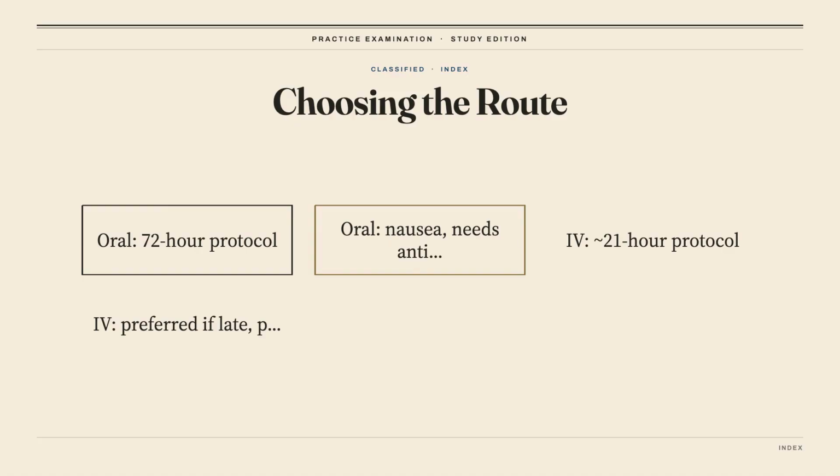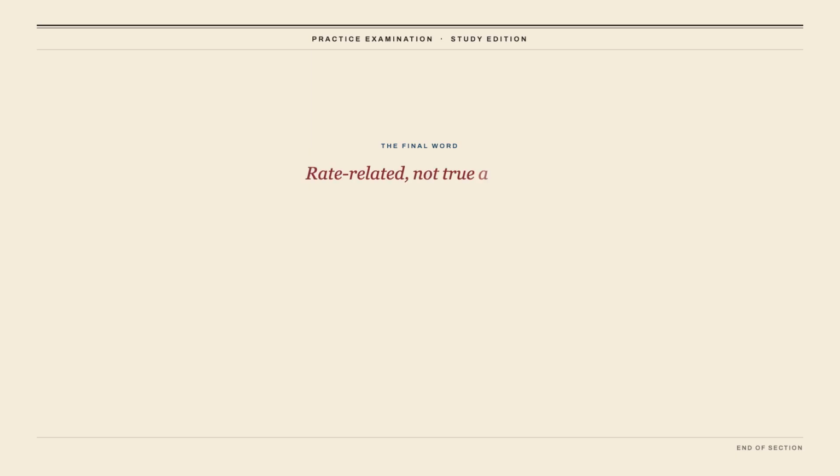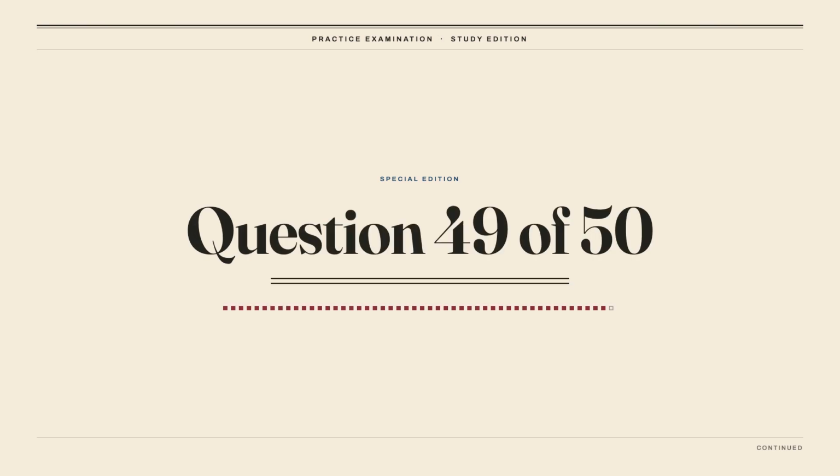Oral N-acetylcysteine runs a 72-hour protocol but tastes foul and provokes vomiting, while intravenous dosing runs about 21 hours and is preferred for patients who can't tolerate oral dosing, who are in fulminant failure, pregnant, or presenting late. During IV loading, anaphylactoid reactions like flushing and bronchospasm can occur, but these are rate-related rather than true allergy. The right response is to slow or briefly pause the infusion and give antihistamines, never to abandon the only drug that can still help.